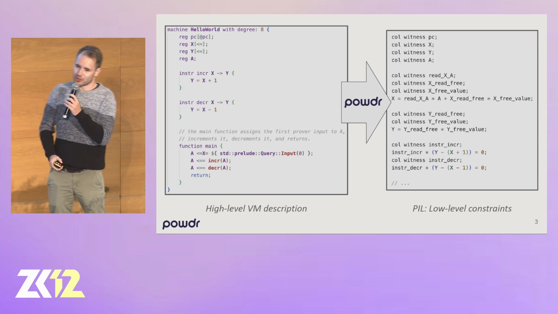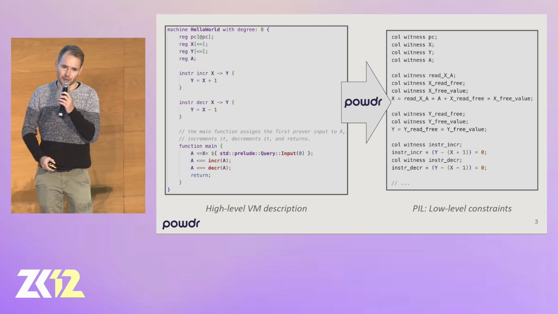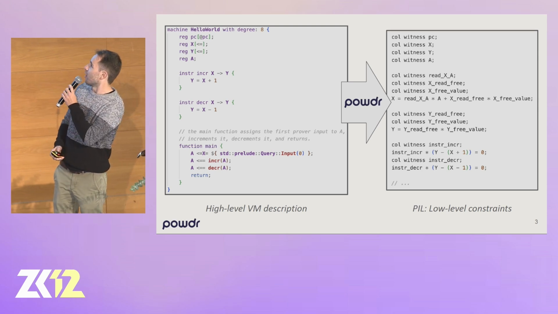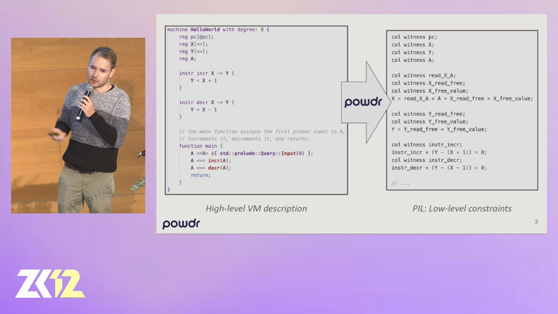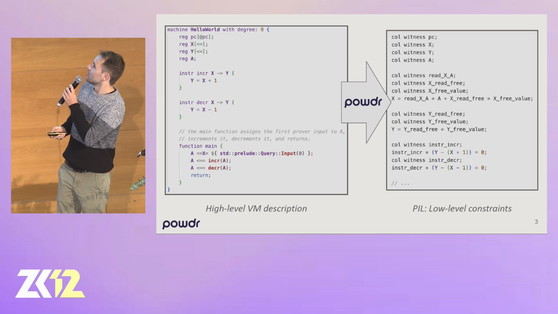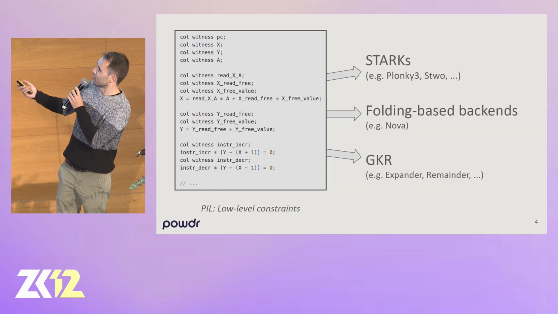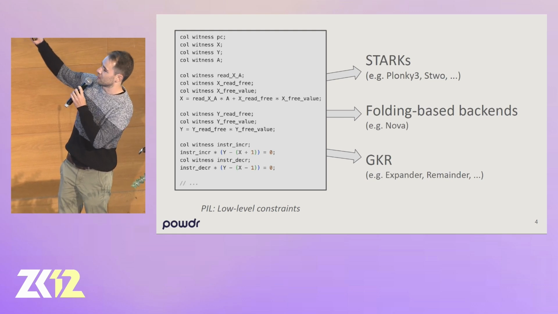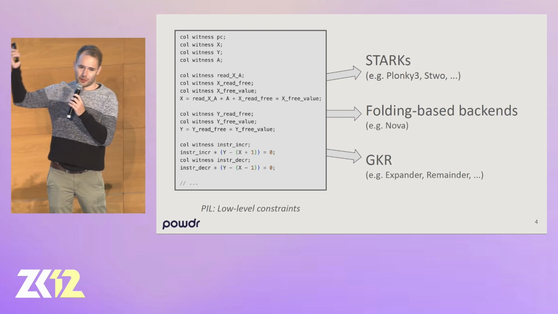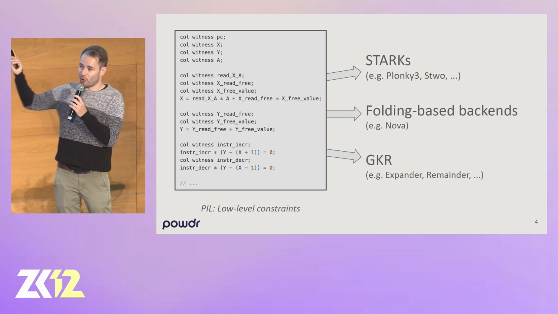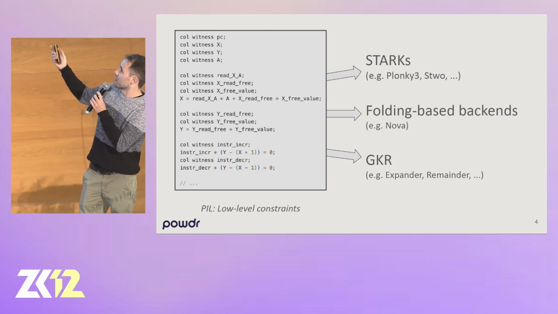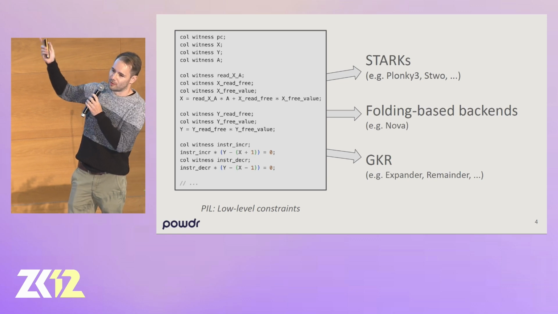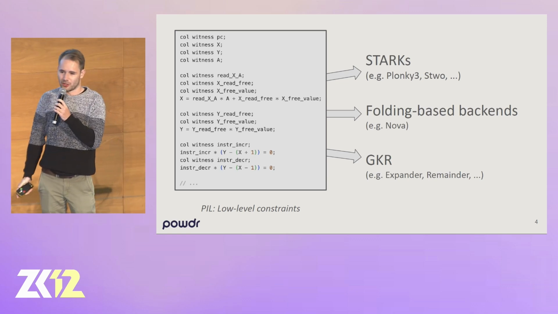PIL. PIL stands for Polynomial Identity Language, and has originally been developed by Polygon, and describes some low-level constraints. And then from PIL, we can compile to different proving systems. An obvious choice is SNARKs, because that was the original use case by Polygon. But this talk is going to be about how we can also go towards folding-based backends or GKR.